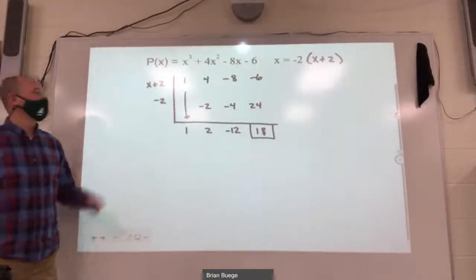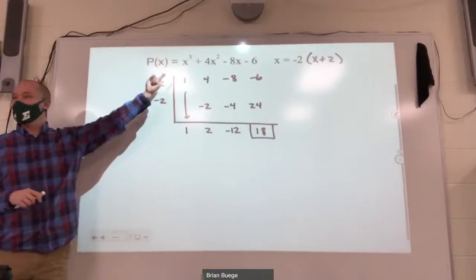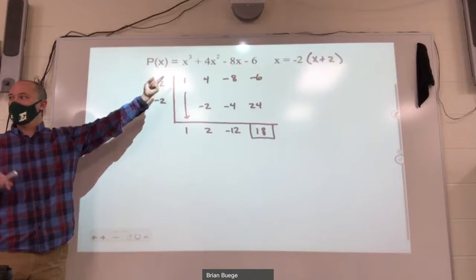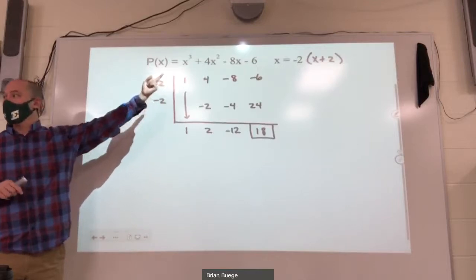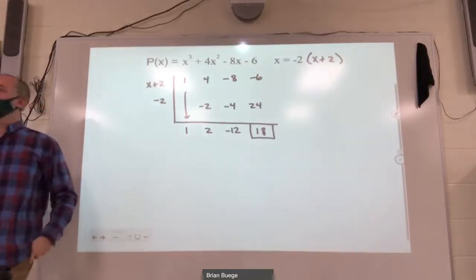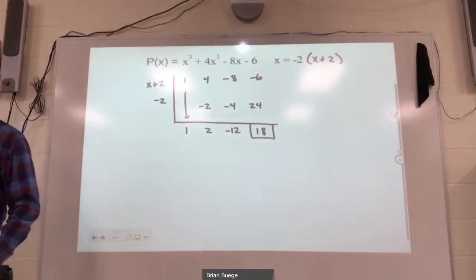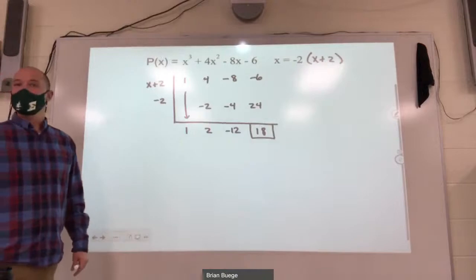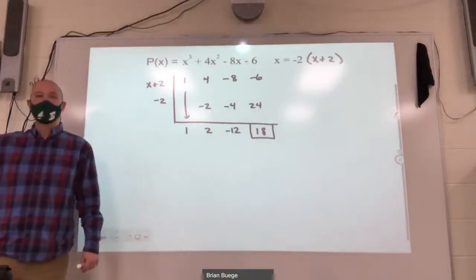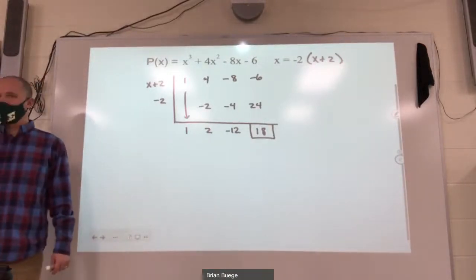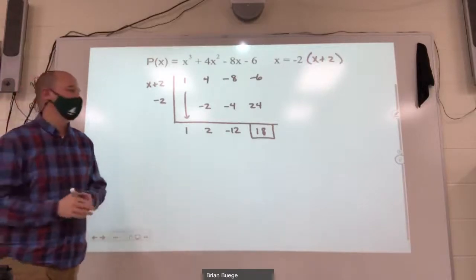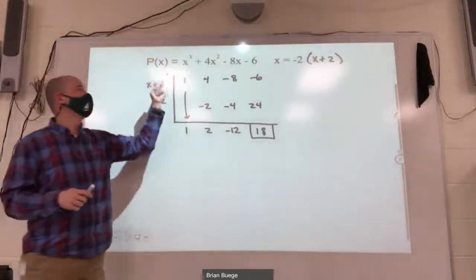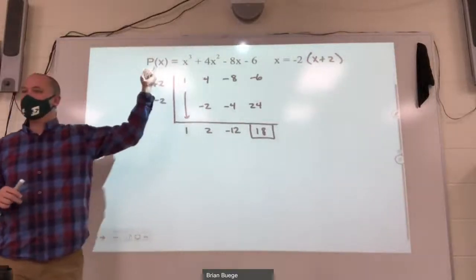Which tells me, by the way, is x plus 2 a factor of this cubic function? What do you think? Why not, Sophia? Yeah. If something's a factor, it has a remainder of 0. That was why that warm-up the other day, why 36 divided by 9 was 4. It wasn't 4 1/3, 4 1/2, 4 1/4. There wasn't anything extra because it had a remainder of 0. It was a nice factor. That's what we're looking for. So this tells me right here that x plus 2 is not a factor of that cubic function.